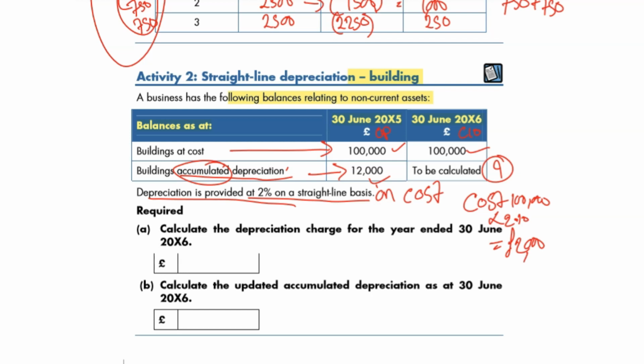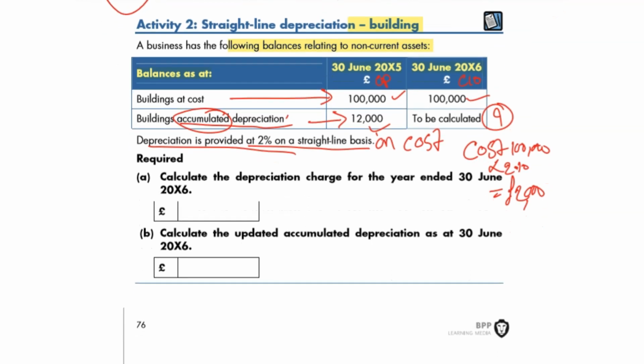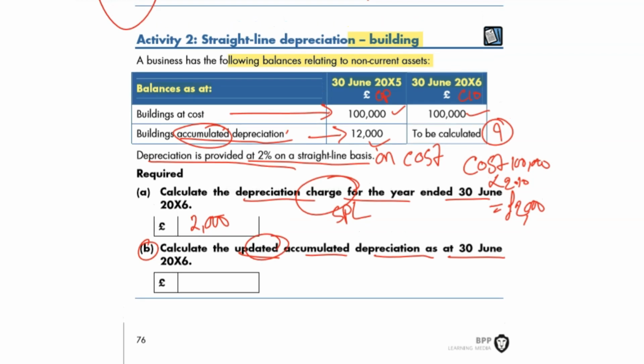Let's see what is being asked in the question. Calculate the depreciation charge for the year ended. That is the charge. Charge means it goes into SPL, statement of profit and loss. 2,000 is your answer. And calculate, in part B, the updated accumulated depreciation for June 2016. Updated means, look at this here. This is not updated, it's to be calculated.